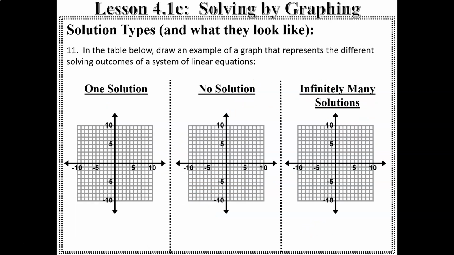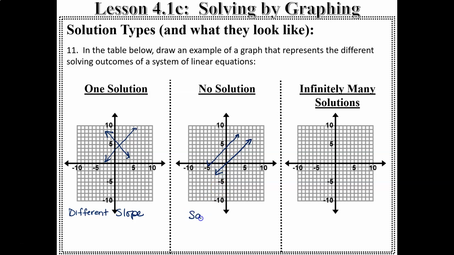All right, number 11. In the table below, draw an example of a graph that represents the different solving outcomes of a system. Okay, so one solution, I'm just going to sketch it in there, is going to look like this. So one solution, these always have different slopes. No solution, you're always going to have lines that never touch like this, parallel lines.